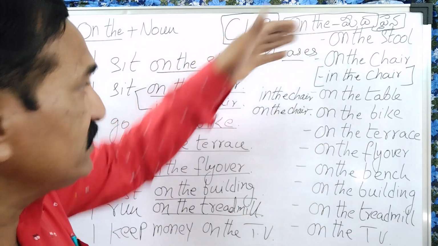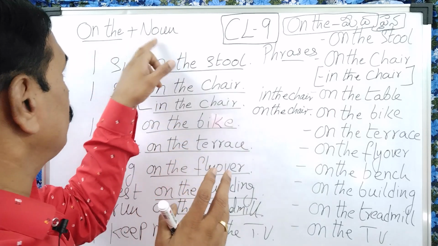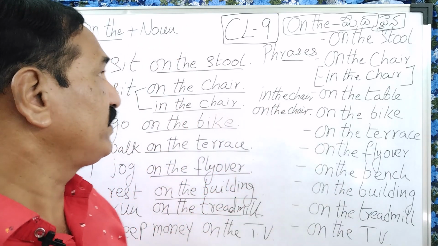So for all this again you see on the is always mostly followed by noun. This is how we use the next type of phrase, on the.